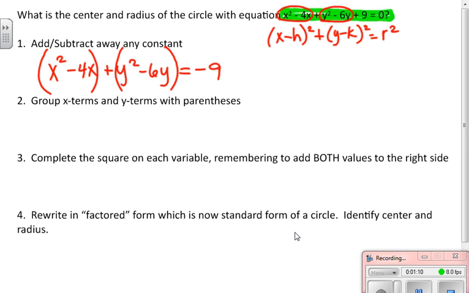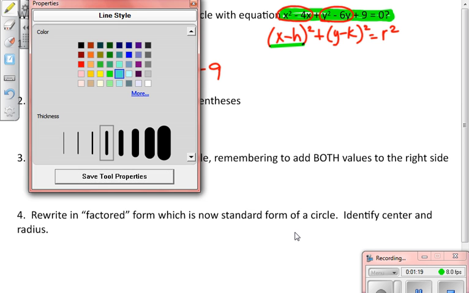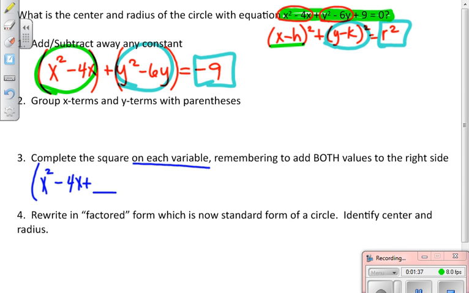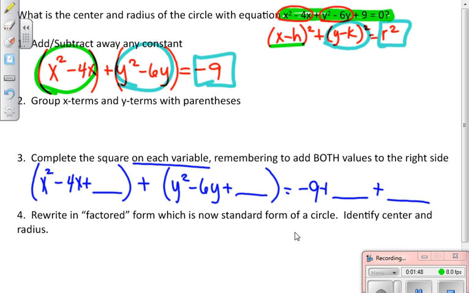because you can start to see this taking shape. This is going to become this part, and this will eventually become this part, and here is our radius developing. So complete the square on each variable. Add to both sides. So remember how I did x squared minus 4x plus a blank plus y squared minus 6y plus a blank is equal to negative 9, and now I have two blanks.